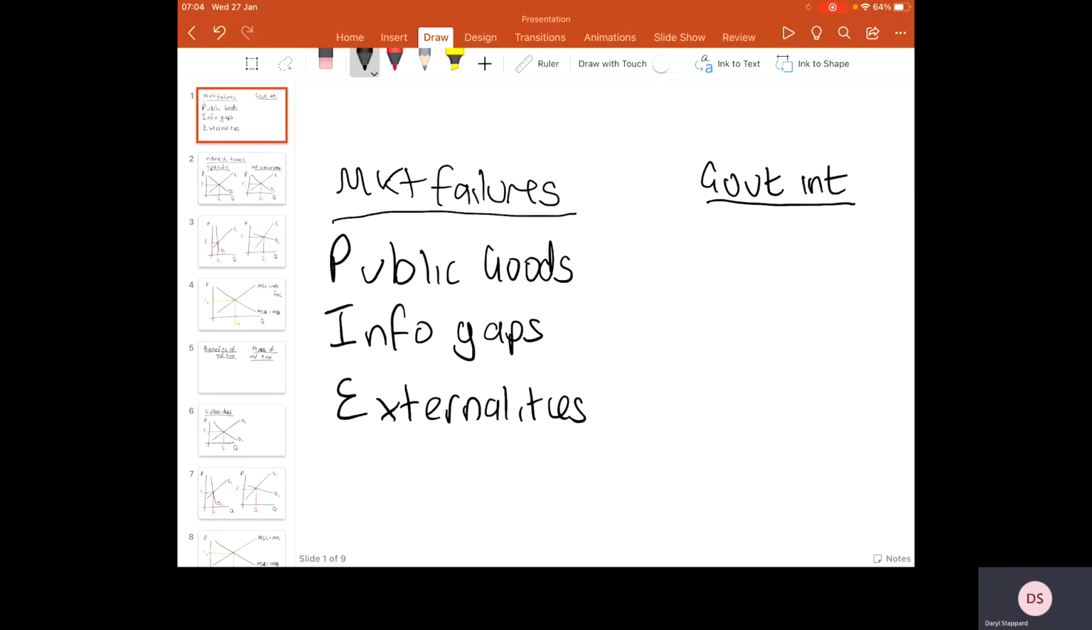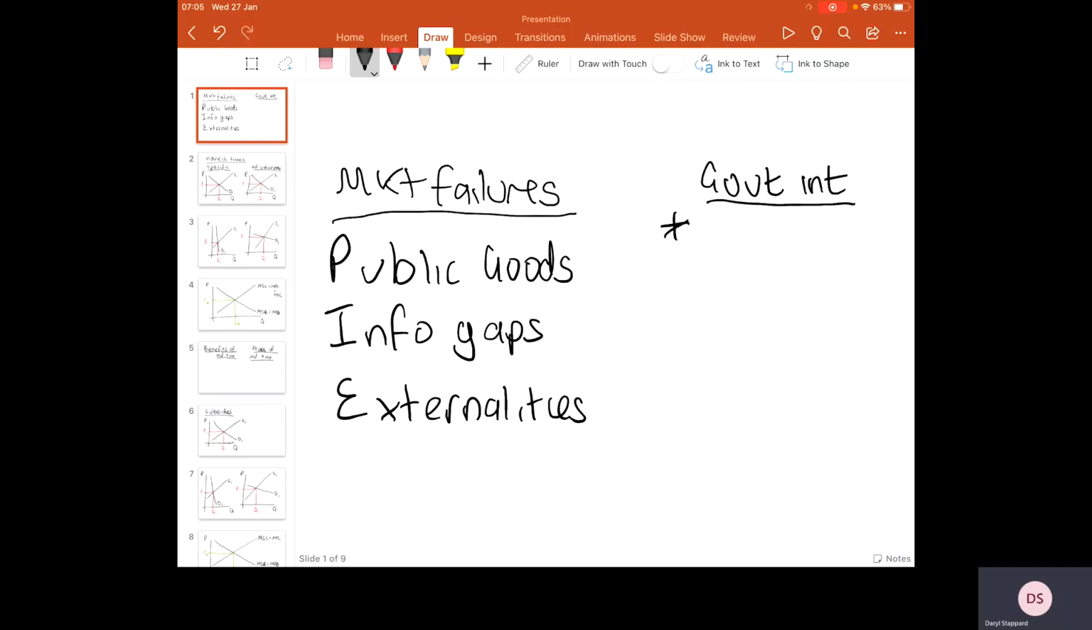Information gaps lead to irrational behaviour, and that can lead to people consuming incorrectly, but it can also make it difficult for firms to produce correctly as well. And then externalities is where we're creating impacts on third parties. Now, negative externalities tend to be overproduced in a free market economy because the market will not internalise those external costs. Whereas positive externalities tend to be underconsumed because the market will not internalise the external benefits. It's therefore the role of the government to step into markets to fix these different market failures.